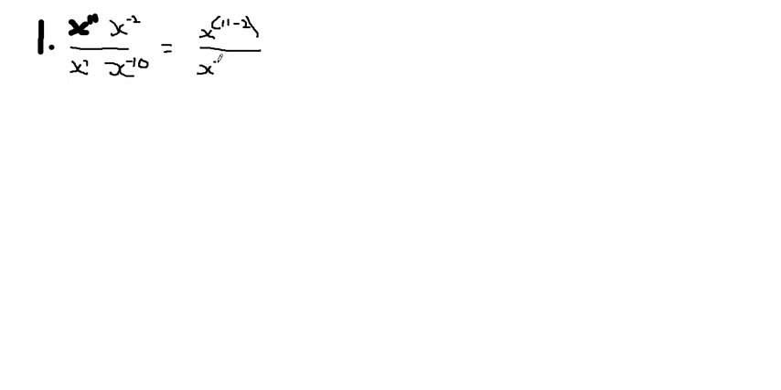Hi guys, today we're going to solve some exponential problems. First problem: x to the power 11 times x to the power negative 2, divided by x to the power 7 times x to the power negative 10, which we can solve by the rule of adding up exponents, that is x to the power 11 minus 2, because there is a minus here, and divided by x to the power 7 minus 10, because of the minus there.